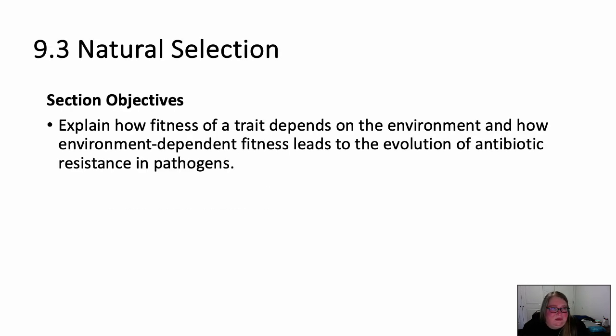Chapter 9.3 is all about natural selection. One of the things you're going to have to be able to do when we come out of 9.3 is explain how fitness is a trait that depends on the environment. Then you're going to have to take that process of natural selection and apply it to environment-dependent fitness when it comes to the evolution of bacteria thanks to antibiotics.